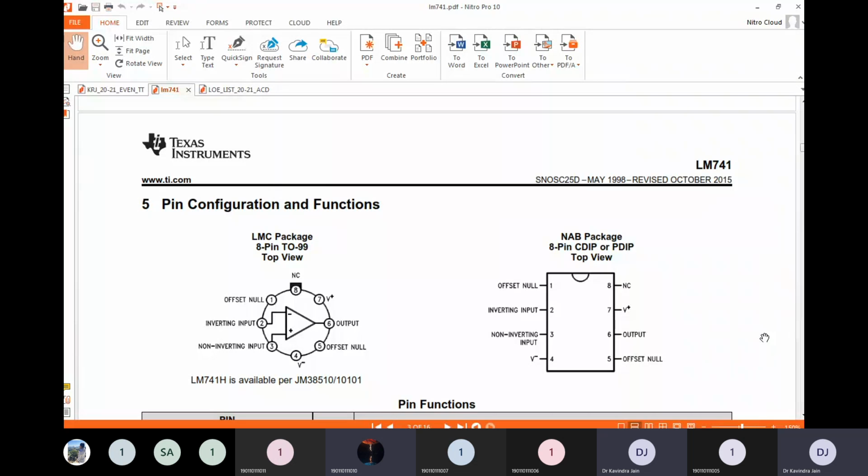Assignment number 10, Smith. Yes, sir. Okay. So now pin number 2.